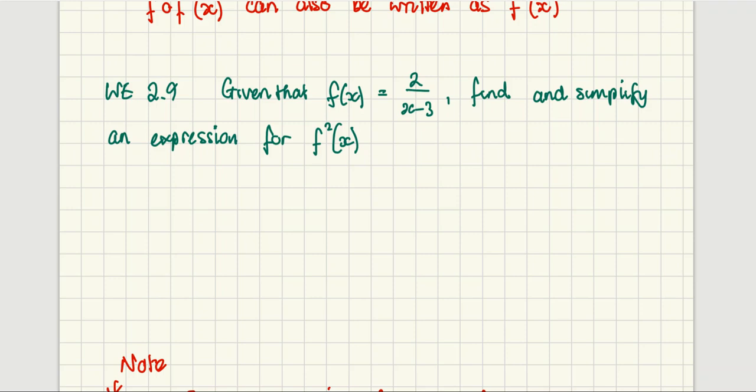Remember what it means when you apply a function to a function. This function becomes the x in the outside function. So imagine I put that in brackets and then put it as x in itself. So it becomes 2 over, and I'll write it again, 2 over x minus 3, minus 3.